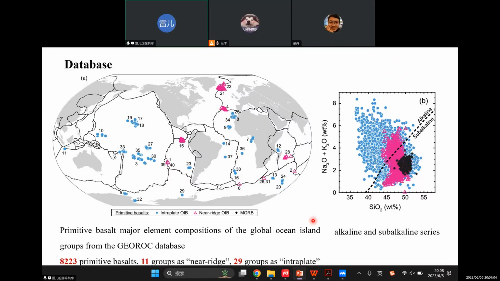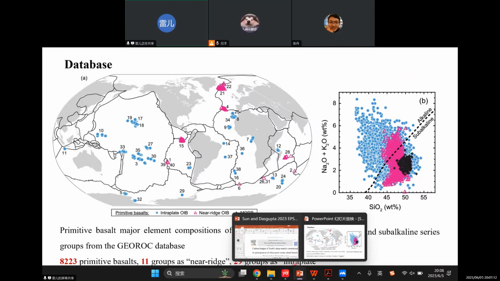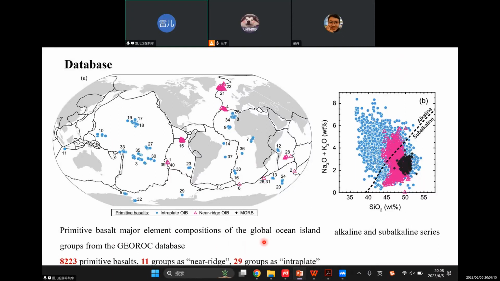First, they collected the data. They downloaded the primitive basalt major element compositions of the global ocean island groups from the GEOROC database. This map shows us the distribution of the samples. Then they divided the data according to setting into near-ridge and intraplate. Then according to composition, they divided them into alkaline and subalkaline series for analysis.